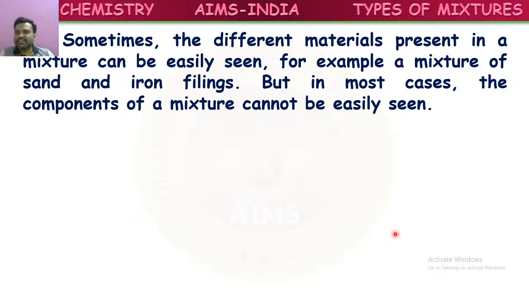But in most cases, the components of a mixture cannot be seen easily. For example, stainless steel is an alloy. Different metals are mixed in it, but we cannot see those component metals individually. So in some mixtures the components are seen, but in most mixtures the ingredients or components are not seen clearly.